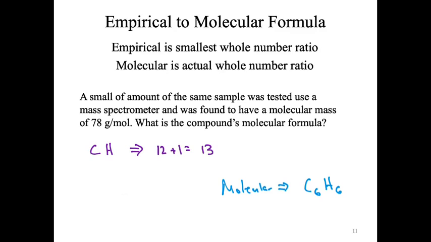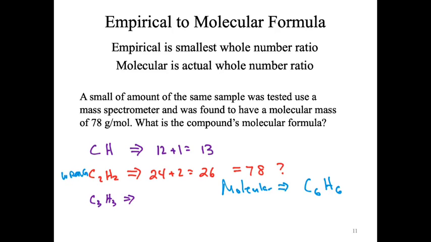I don't know how to do that, but what if it wasn't C1H1, it was C2H2? It would just be 24 plus 2 equals 26. Now, does 26 equal 78? No. What does that mean? Keep going. This is wrong. So now what should you try? C3H3, which is going to get us 36 plus 3, which is 39. Is that equal to 78? So that is also wrong.